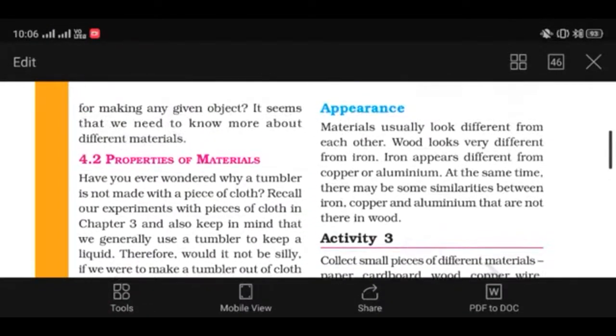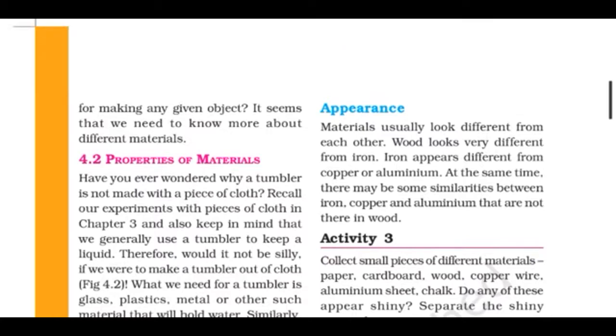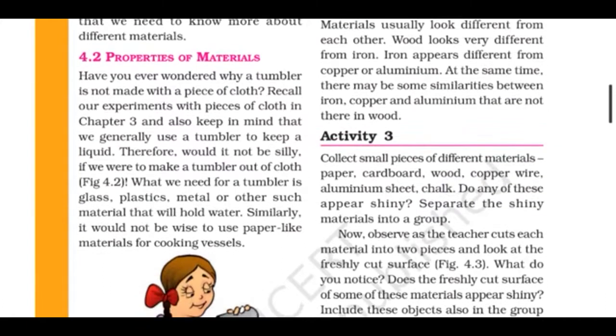First thing is appearance. Materials usually look different from each other, wood looks very different from iron. Iron's appearance is different from copper and aluminum. At the same time, there are some similarities between iron, copper, and aluminum that are not there in wood. Right? What is the similarity? Iron, copper and aluminum are good conductors of heat and also electricity, whereas wood is a bad conductor of heat and a bad conductor of electricity. That's the similarity. And iron, copper, aluminum are metals. Wood is a non-metal.